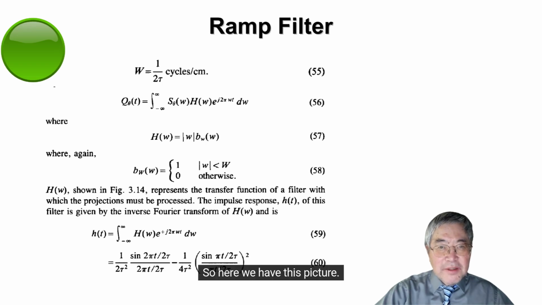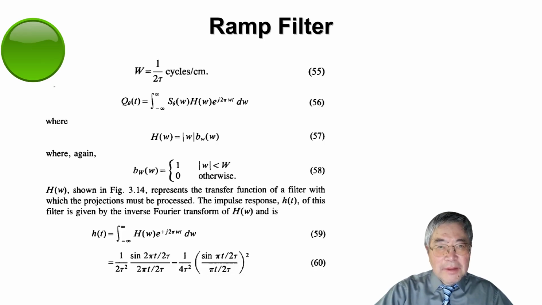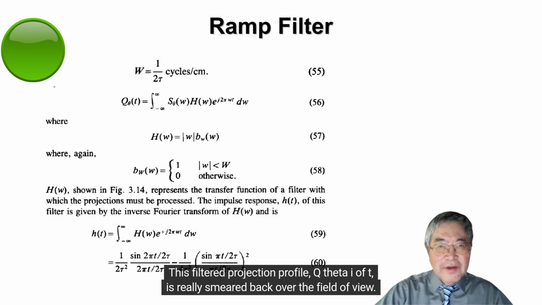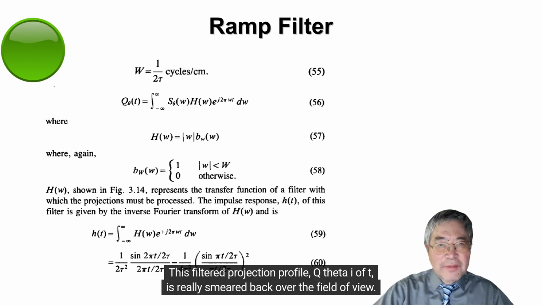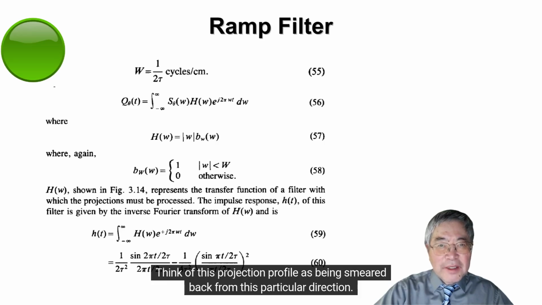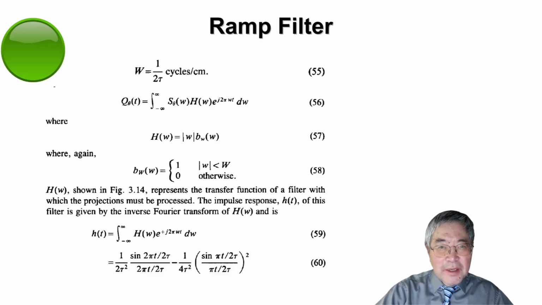So here we have this picture. The back projection is visualized. This is the projection profile after filtration, so it is a filtered projection profile. This filtered projection profile q theta I of t is really smeared back over the field of view. Think of this projection profile as being smeared back from this particular direction. You have many filtered projection profiles. You sweep all of them and smear them back over the field of view. Add them together to get the result.